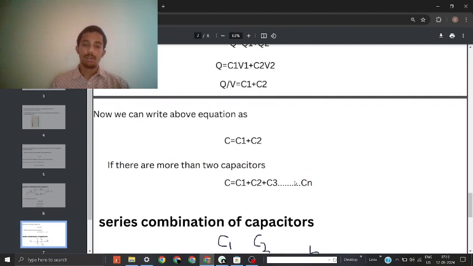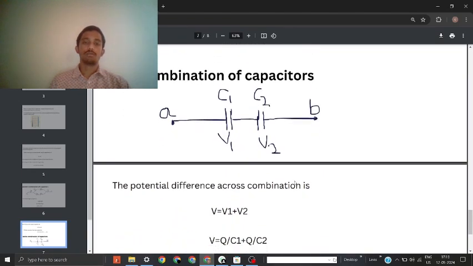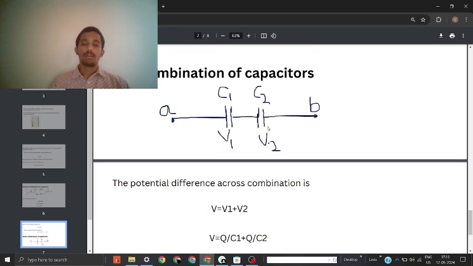Now let's come to the series combination. Two capacitors are said to be in series if the charge passing through the C1 capacitor is equal to the charge passing through the C2 capacitor. So now let's assume a charge q is passing through the point A. Now the same charge will pass through C1, and again the same charge will pass through C2 also. And if we look at this point B, the same charge Q will be present at this point also.